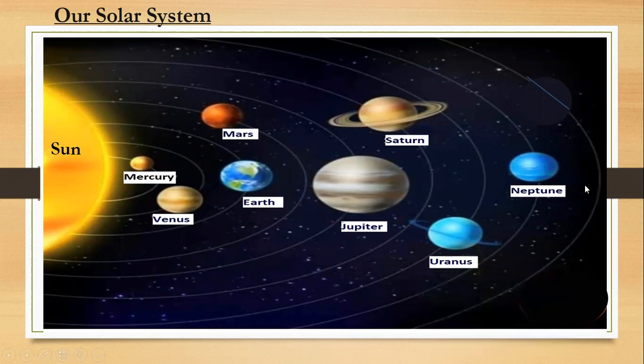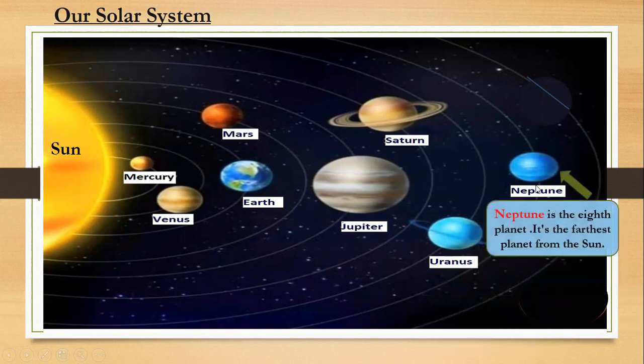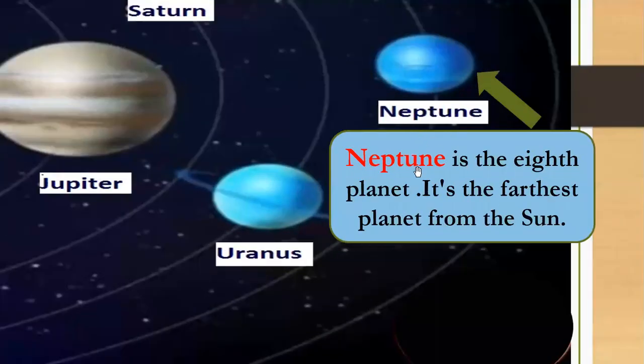The last planet, or the farthest planet from the sun, is Neptune. Neptune هو الكوكب الثامن والأخير والأبعد عن الشمس. We will read now about Neptune. Neptune is the eighth planet. It is the farthest planet from the sun. Neptune is the eighth planet, هو الكوكب الثامن. It is the farthest planet. Farthest الأبعد. إذن أبعد كوكب from the sun.